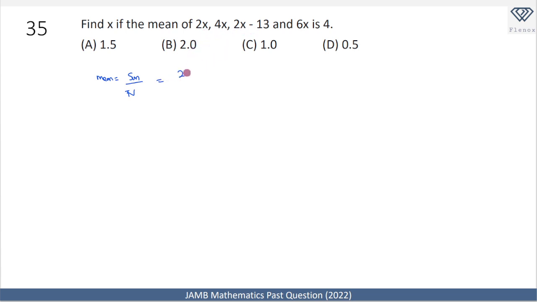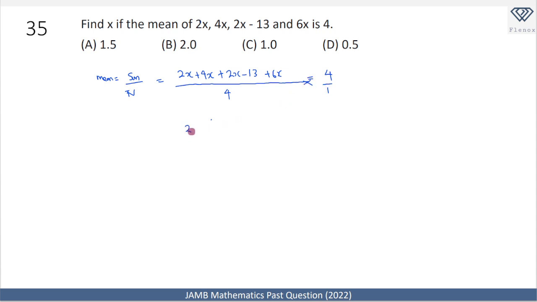So that will be 2x plus 4x plus 2x minus 13, then plus 6x. Then we have to divide it by the total numbers that we have. And how many numbers are we given? We are given 1, 2, 3, 4, divided by 4. And we are told that the mean is 4. So we are given the result. So what can we do now? What we can do now is cross multiply.